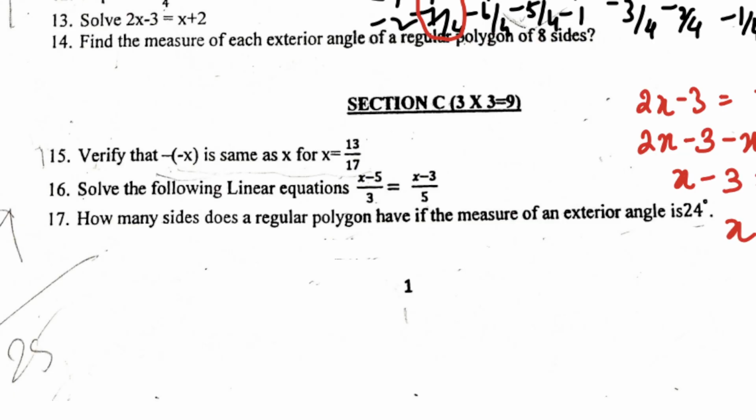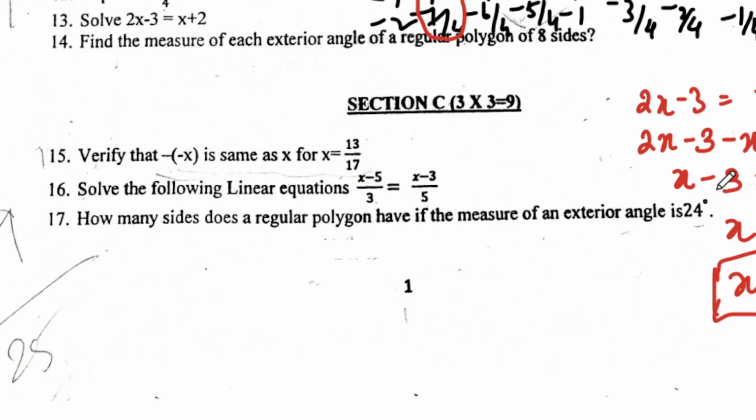So x is equal to 2. When minus 3 comes this side, this becomes plus 3. So 2 plus 3, which is equal to 5. So x is equal to 5. So you can close this answer.